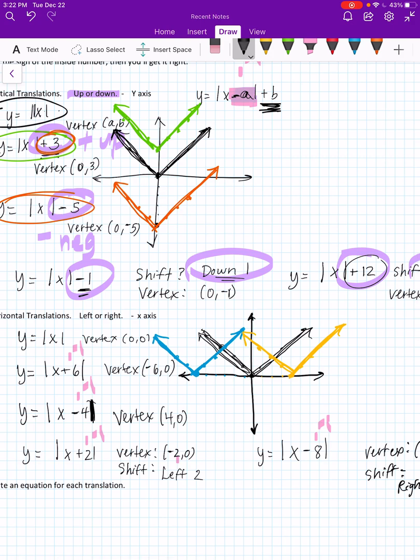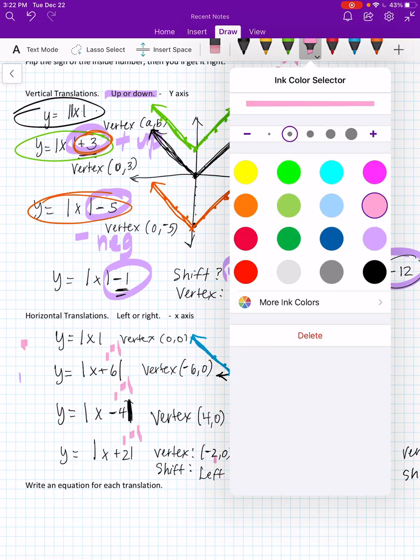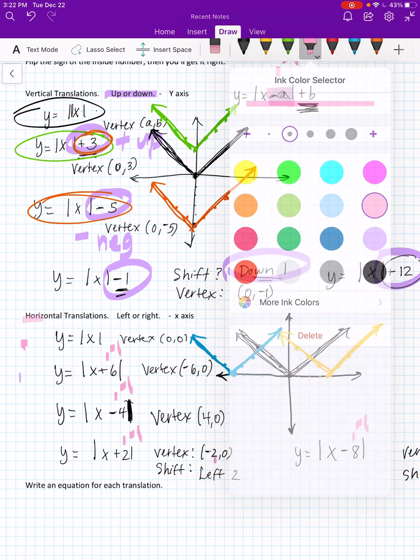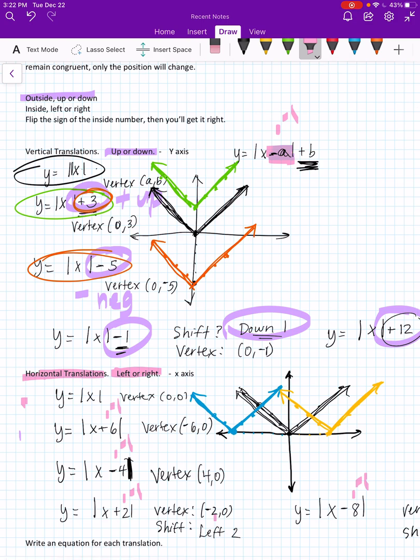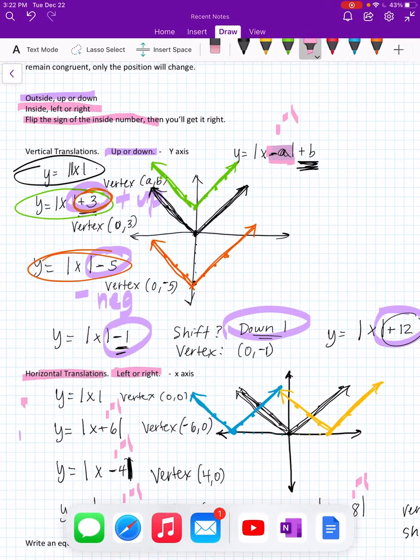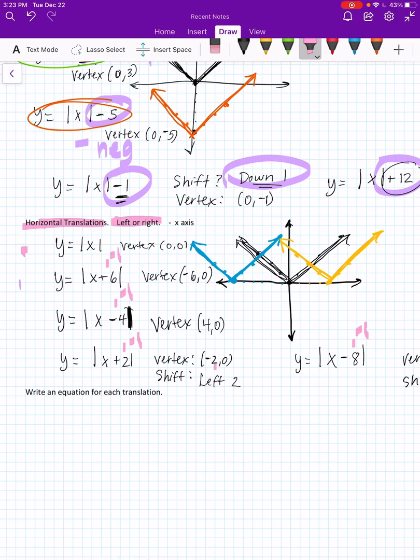So now, outside, up or down, inside, left or right, flip the sign of the inside number, then you'll get it right. And that's what we are doing. And I use that song constantly to help me out.